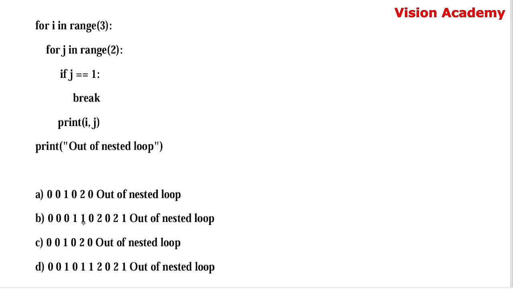B, 00011202021 out of nested loop. C, 001020 out of nested loop. D, 0010112021 out of nested loop.